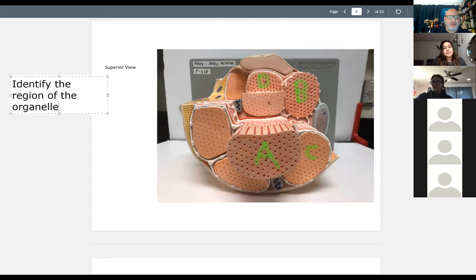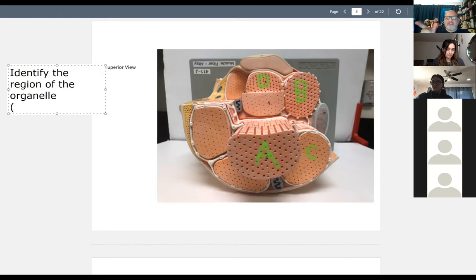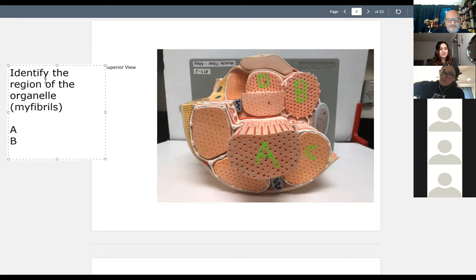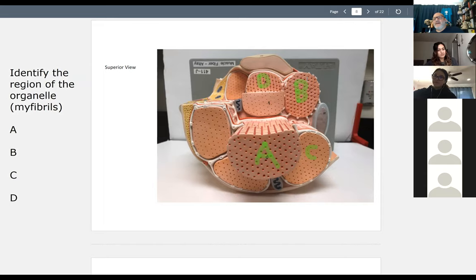Now, of course, remind me, what organelles are these? All four of these things, what are they? What organelles are these? I can tell your brains are getting full. This is our myofibrils. So the regions of the organelles, we have A, we have B, we have C, and we have D. Excellent. What would the region of the organelle that was A be?